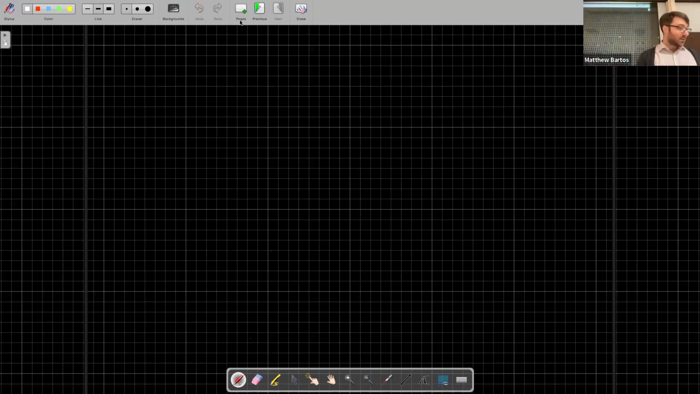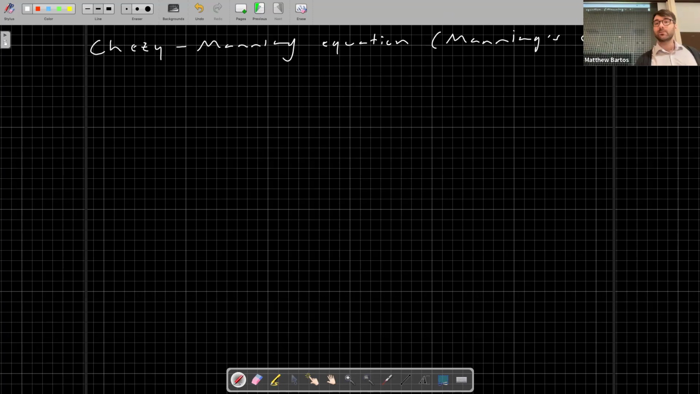The first empirical model for frictional losses that I want to talk about is the so-called Chezy-Manning equation. In the US, this is generally just known as Manning's equation. And it's used pretty extensively in the field of open channel flow. So you'll see it used a lot in stormwater.